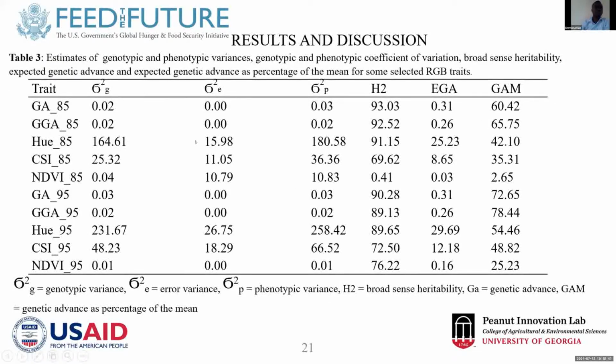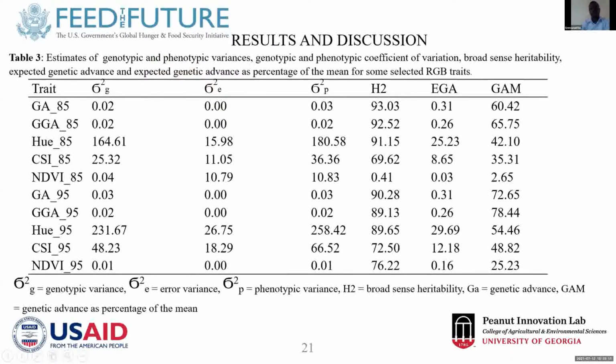This is also the variance estimates for the high throughput traits. And similar results are also seen here. The genotypic variances are higher than the error variances. So this implies the variations that we see in this data are a result of genotypic differences, since the environment has less influence on their expression.